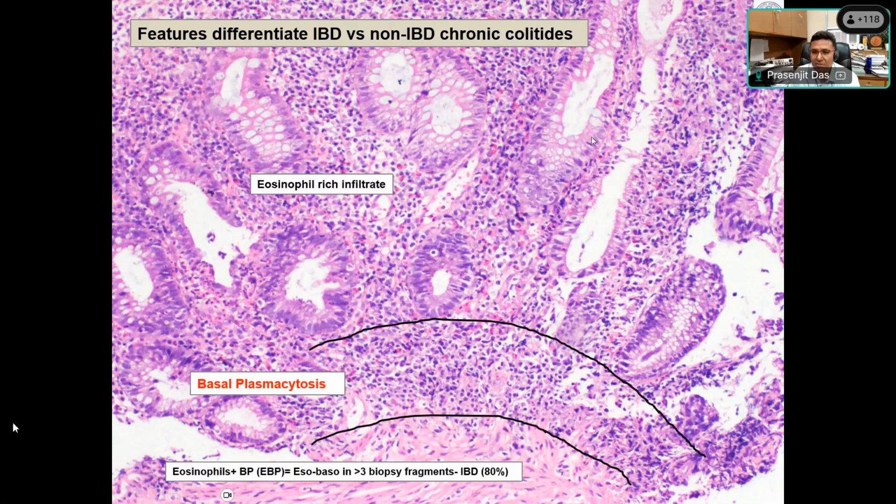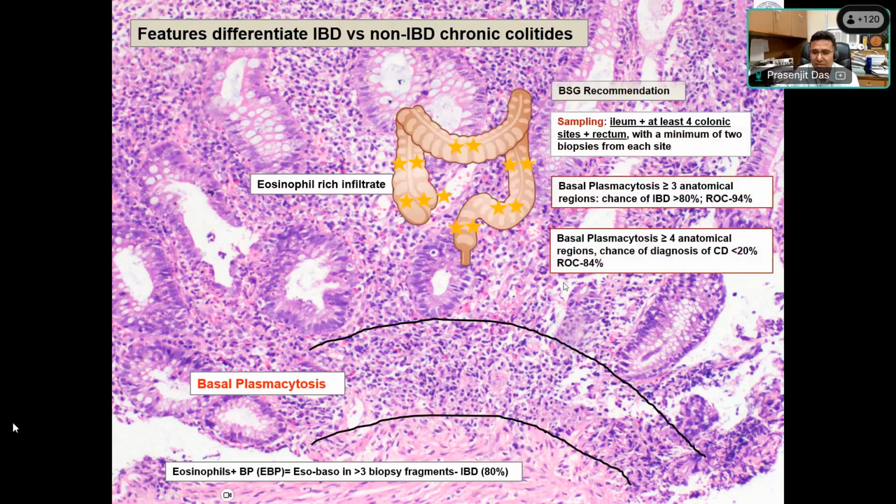Understood? So what will be present in the background? Chronic active colitis like changes. In addition, we have to then see basal plasmacytosis and then eosinophilia. Only eosinophilia can be due to other causes. So if you combine basal plasmacytosis with eosinophilia along with the background changes, then you can think it may be IBD. That is also not a specific diagnosis. I will come to that.